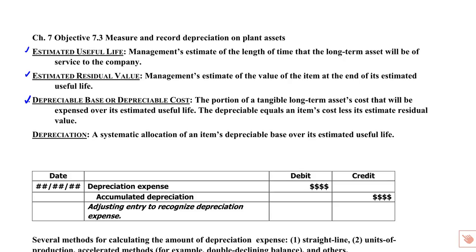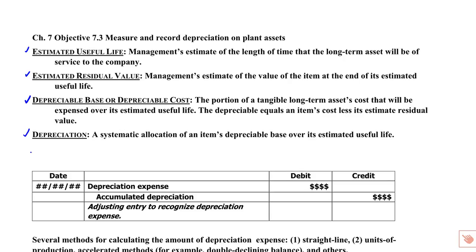So if you take the historical cost less how much you expect to sell it for at the end, that sum is the total amount of depreciation the company will recognize over the item's useful life. And what is depreciation? It's just a systematic allocation of that depreciable base or that depreciable cost.